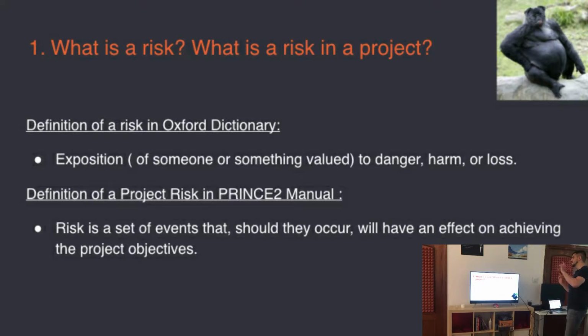But when it comes to the Prince2 manual, another guru body that handles project management in this part of the world, a project risk is a set of events that, should they occur, will have an effect on achieving the project objectives. So basically, we just replace someone or something valued with the project objectives. It's just like a kid, but a project. Okay, so this part is understandable for everyone so far. Yeah. Okay, thanks, cool.